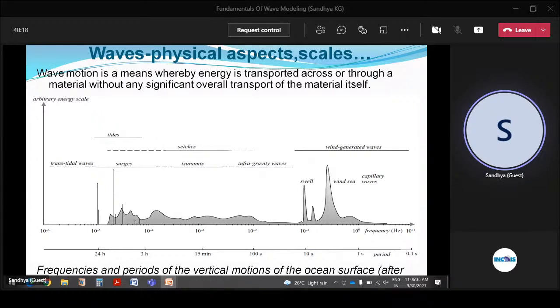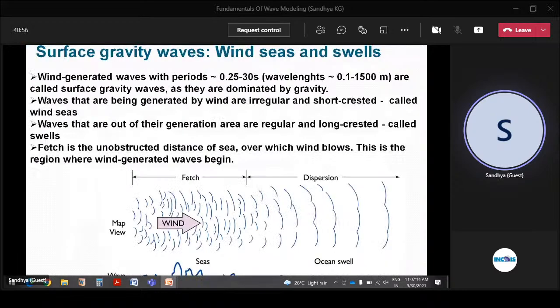Infragravity waves have periods of a few minutes, and this is coming to the surface gravity waves. Wind-generated waves are of three types: swells, windsea, and capillary waves. Capillary waves have the highest frequency in this, and the smallest wavelengths. We will be considering only swells and windsea, and these are called surface gravity waves because the restoring force for these kinds of waves is mainly the acceleration due to gravity, whereas capillary waves are restored mainly by the surface tension.